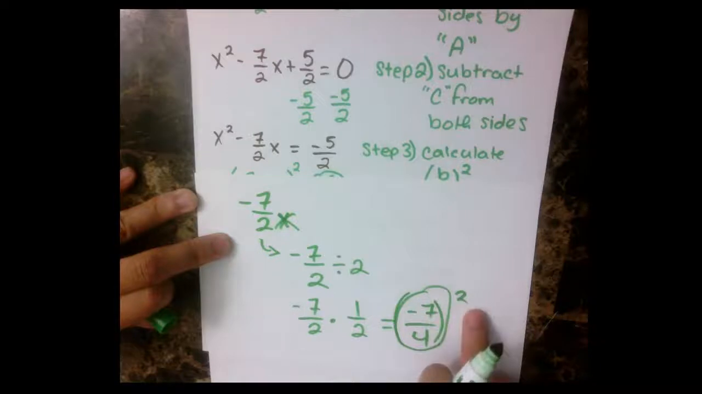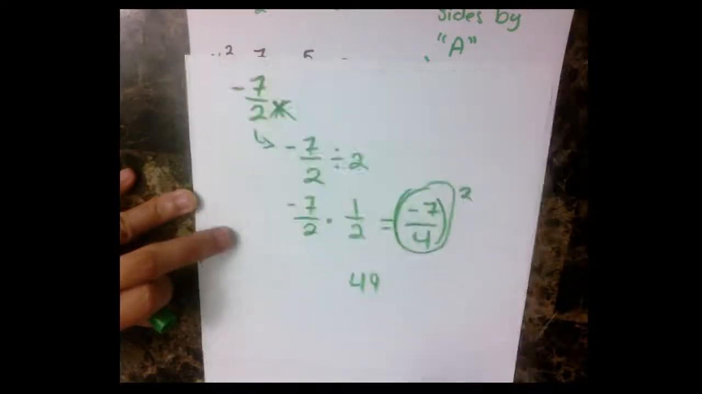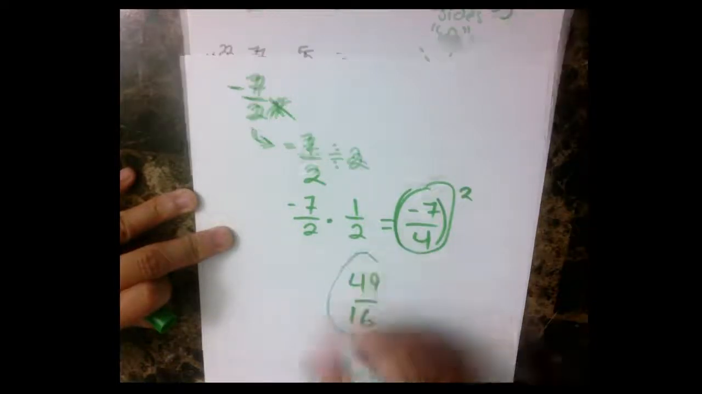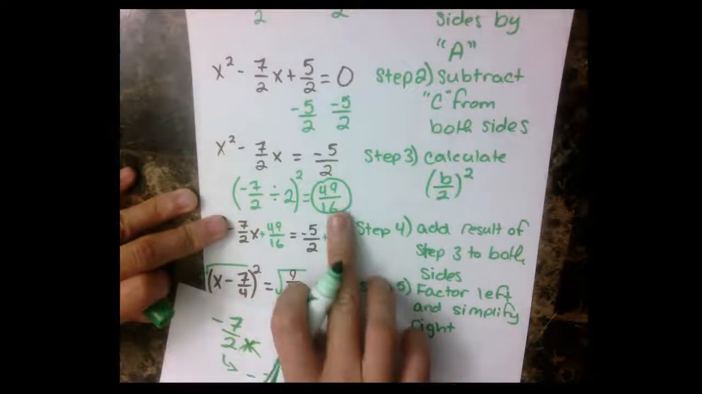Negative 7 times negative 7 is a positive 49. You guys can't see that. And then 4 times 4 is a positive 16. And that's how I got 49/16 in this step.